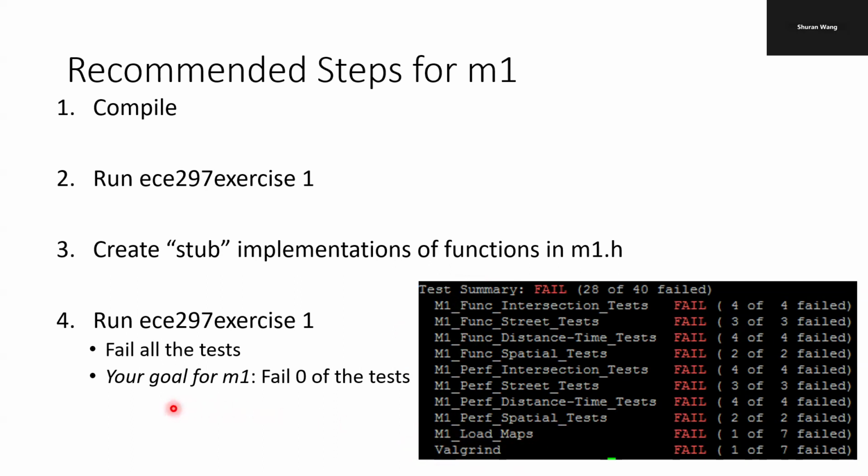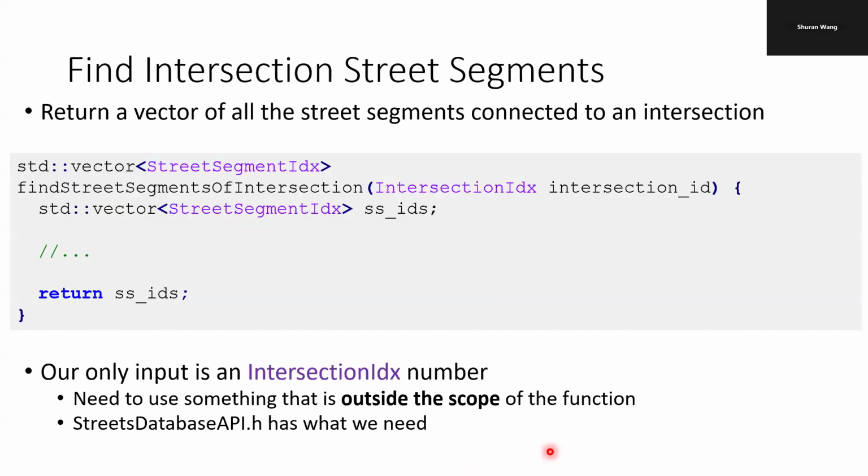Your goal for M1 is to pass all of these tests. And let's go into the example function that we'll be covering in this tutorial. In the comment above this function, it says it returns a vector of all the street segments connected to an intersection. So it returns a vector of street segment IDs, and it takes in the intersection ID of an intersection.